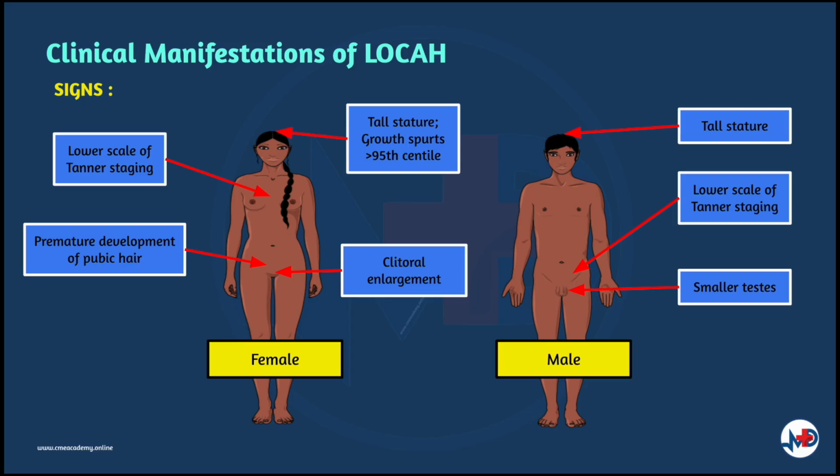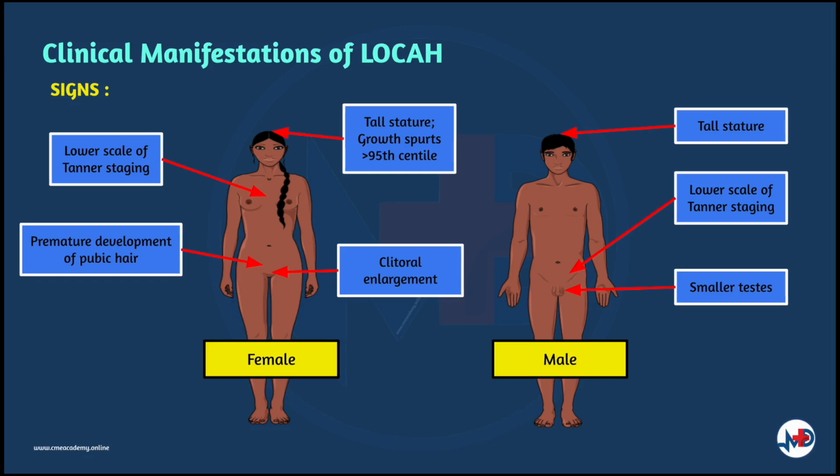Just a quick recap, Tanner staging is basically an objective classification system that is used to track and document the development and sequence of secondary sex characteristics in children during puberty. Generally, the pathognomonic signs would be virilizing manifestations as described earlier on, growth spurts of more than 95 percentile, and scoring lower in the Tanner staging.